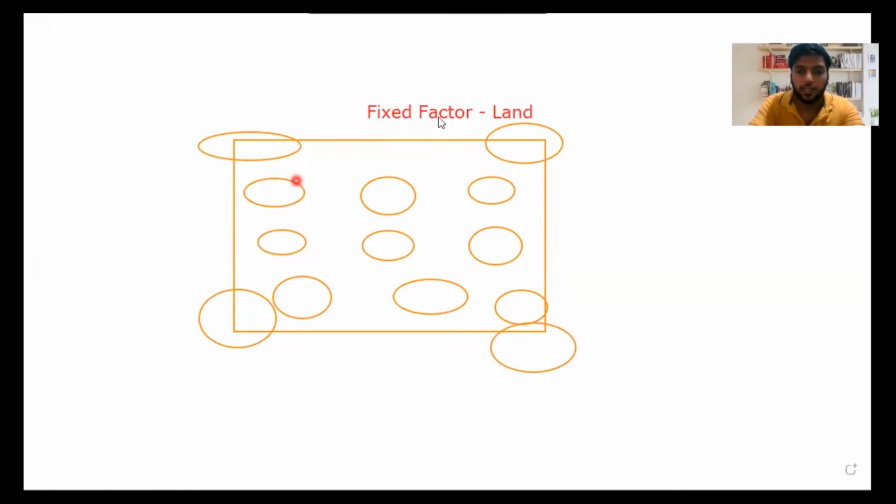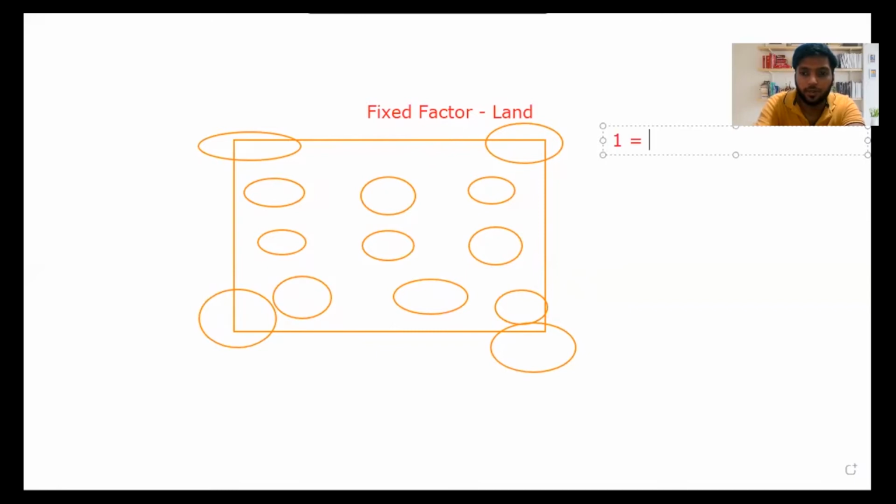Understand there are fixed factors. In the fixed factor, land, they are putting a lot of resource, which is the input, the labor. The moment you put labor inside this, what happens to the labor is what I'm going to use. Now I need to show how the productivity changes based on the number of laborers in this fixed factor production.